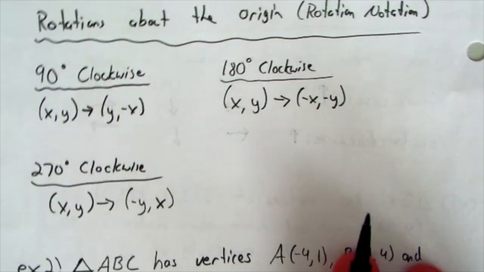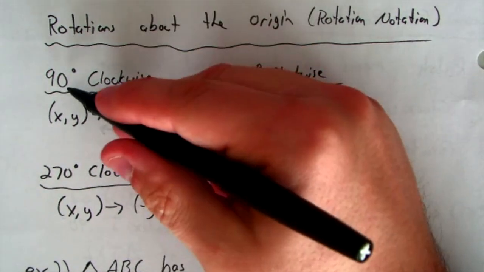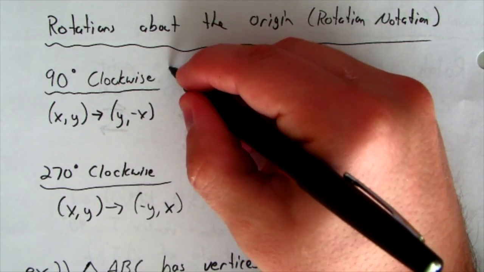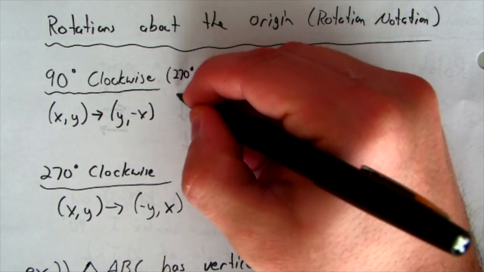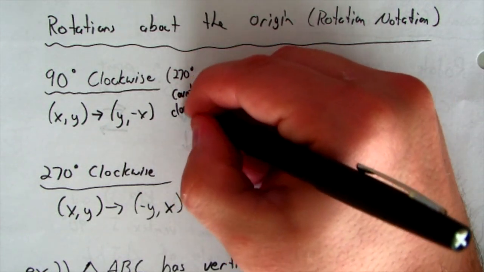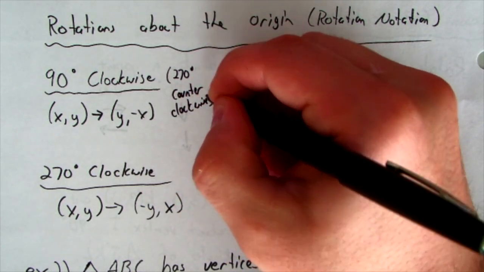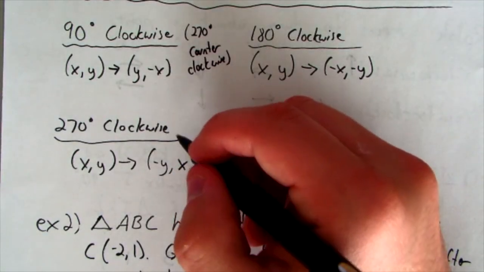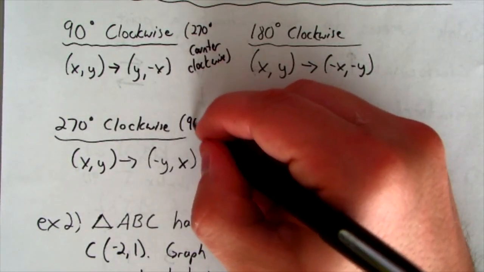Now, 90 degrees clockwise, if you recall from the backside, is also 270 degrees counterclockwise. Same thing with 270 degrees clockwise, it is the same as 90 degrees counterclockwise.